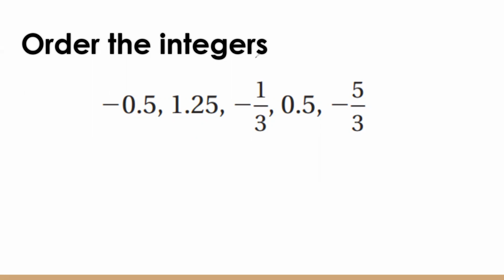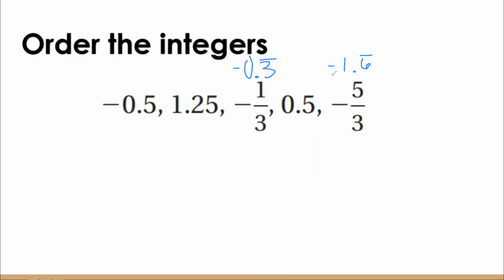Negative 1/3 is equivalent to negative 0.3 repeating. Negative 5 over 3 is equivalent to negative 1.6 repeating. I found those two numbers just by using my calculator. I divided the numerator by the denominator. So 1 divided by 3 and 5 divided by 3. Now that I have these original numbers written in decimal form, I can work on ordering them.